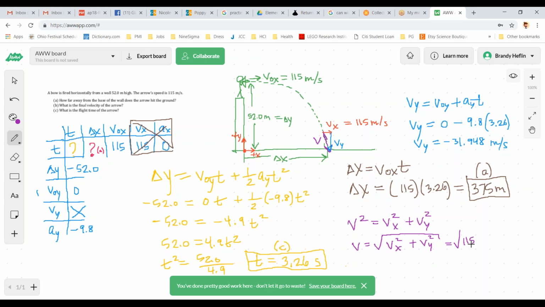And then I will substitute in the 115 squared and that negative 31.948 squared. And I get a magnitude of that velocity to be, there it is, 119 meters per second.